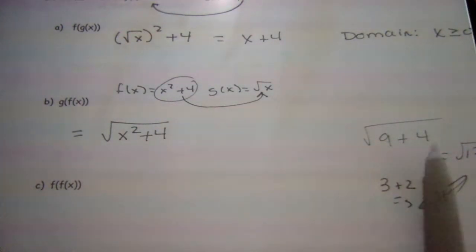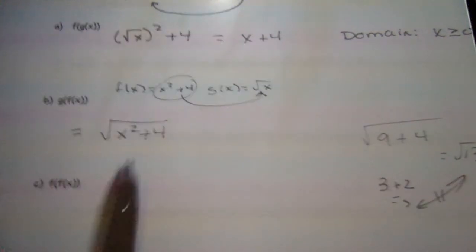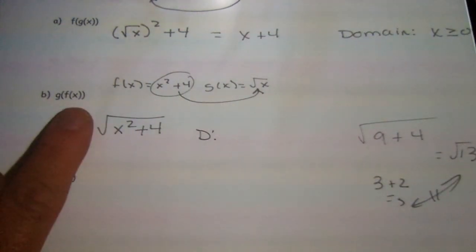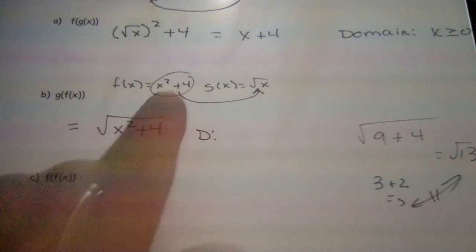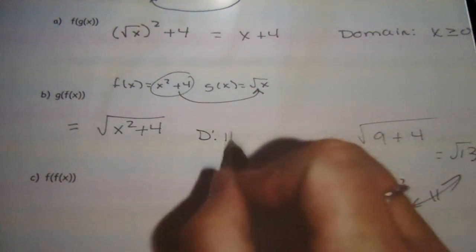Alright? What's the square root of 36? And 3 times 2 is 6. Alright? So if there's a plus sign there, please don't square root it. What's our domain? Well, our domain is, what's the domain of f of x? What's the domain of f of x here? All reals, so this is going to be all reals.